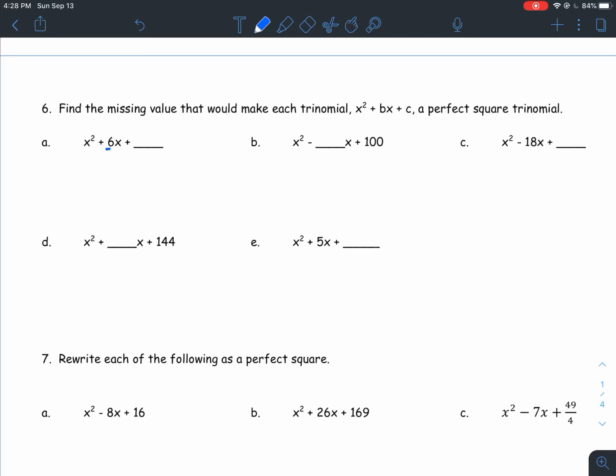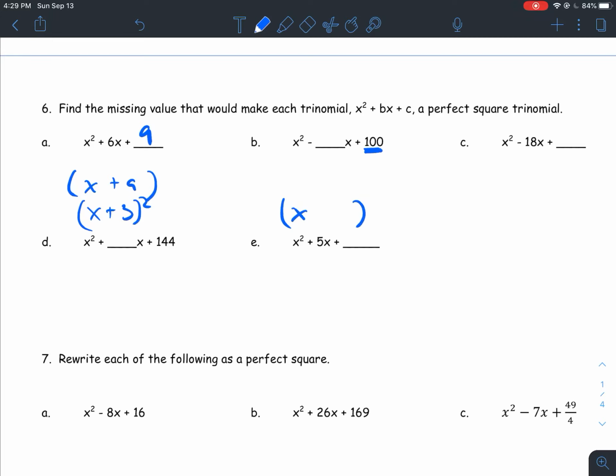So how we do this is we know that this value is always 2 times a, right? So if 6 is 2 times a, well, then that means that a is 3. All right? And we know that that third term is always your a squared. So we get 9.